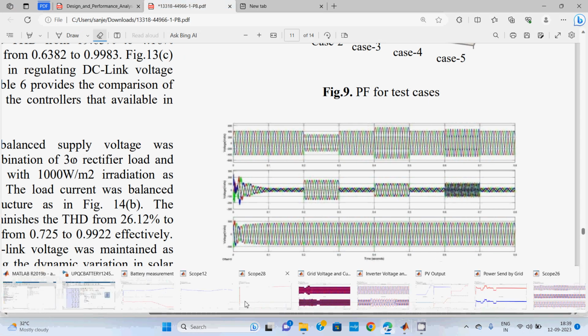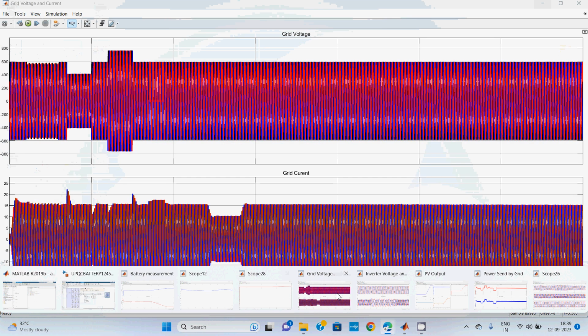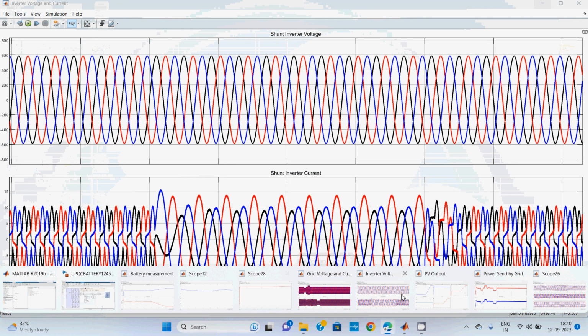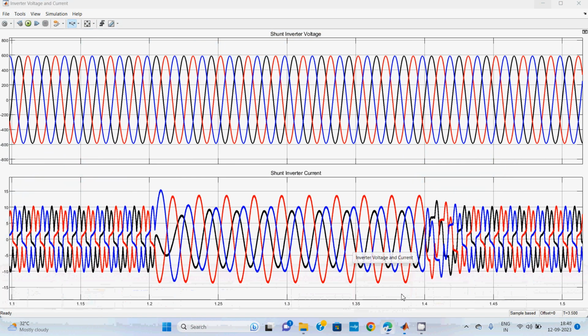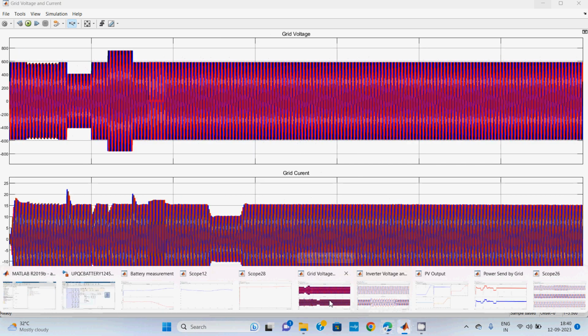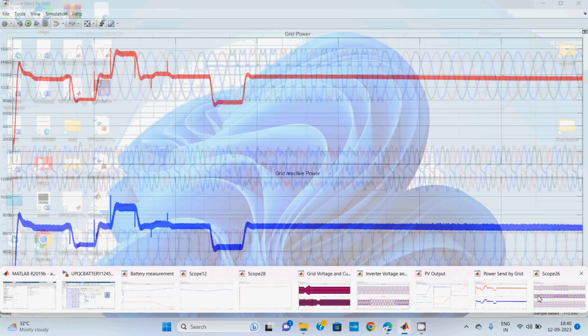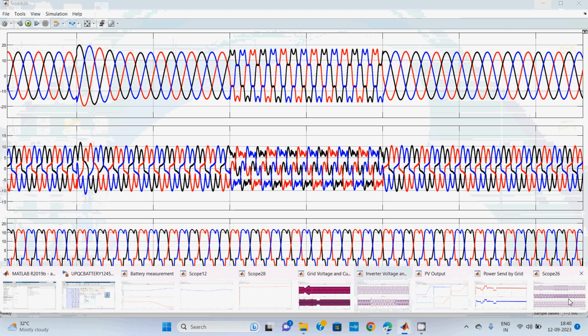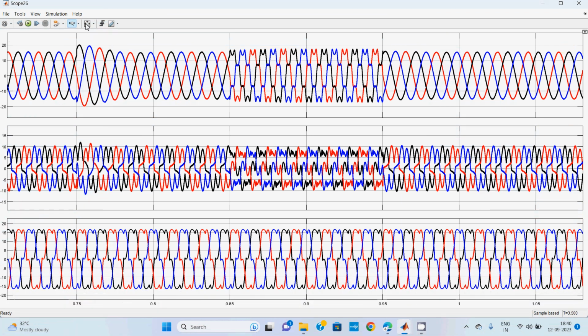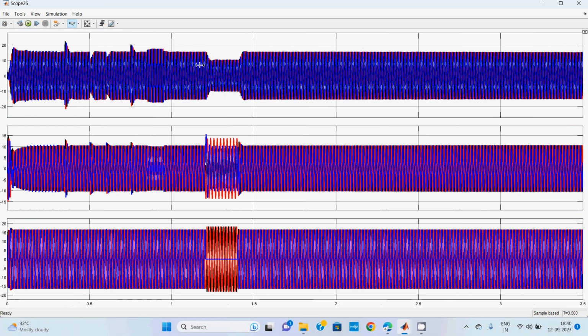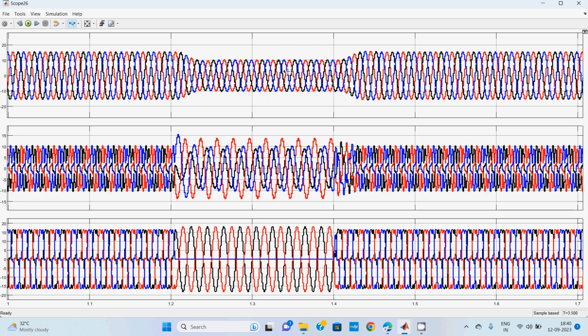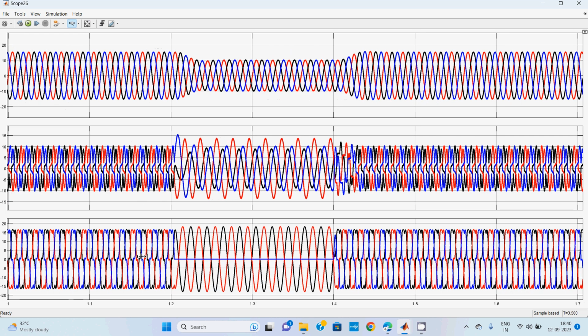I also mentioned the load imbalance condition. Load imbalance means one phase of the load will be disconnected. I will show you. In this particular time period, I am disconnecting the load. This is the disconnection of the load.